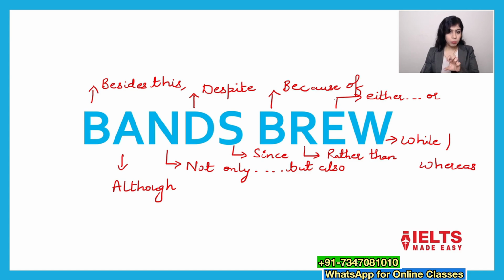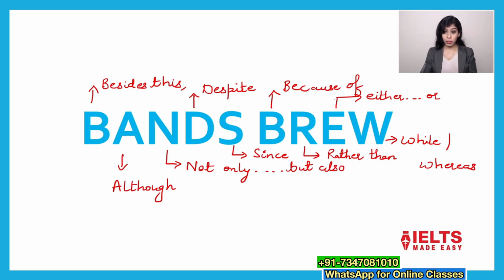So guys, with the help of this simple rule or this simple code, we can easily incorporate all these conjunctions in our essay writing. For example, besides this can be used when we want to add some idea. Although can be used when we want to contradict something. Not only but also can again be used for adding some information. Since can be used for specifying a reason. Because of, again for some reason.